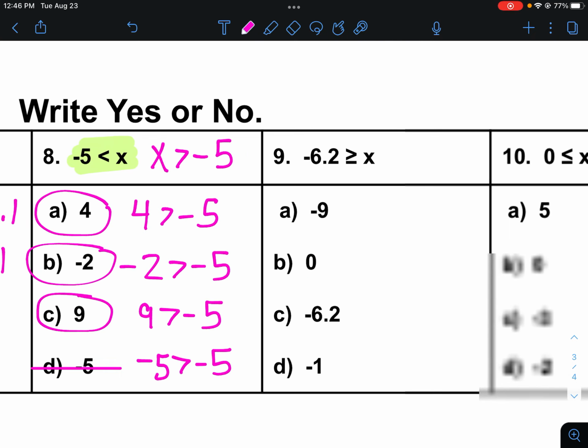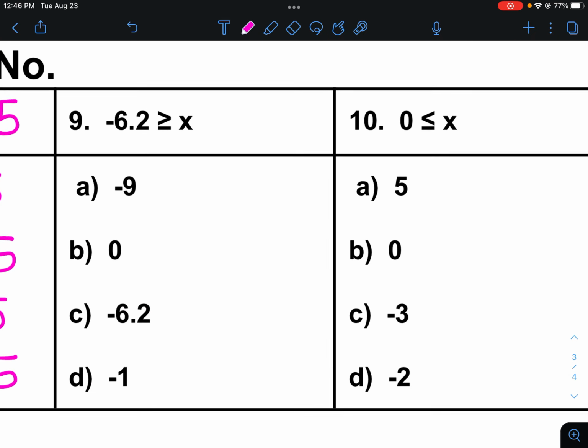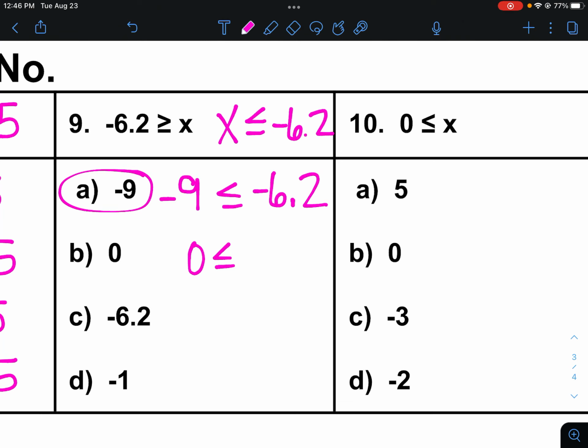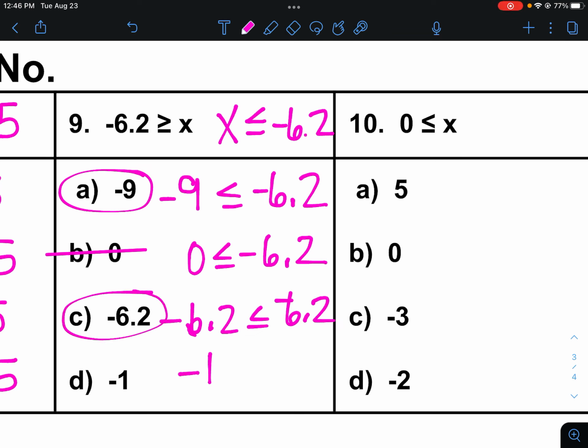And then last, we have 9 and 10. Both need flipped. So we'll start with number 9. Of course, you don't have to write these, but sometimes it just helps to visualize the numbers. So this one is -9 is less than -6.2. 0 is not less than -6.2, so that is out. -6.2 is equal to -6.2, so circle. And -1 is not less than -6.2, so that one also gets crossed out.